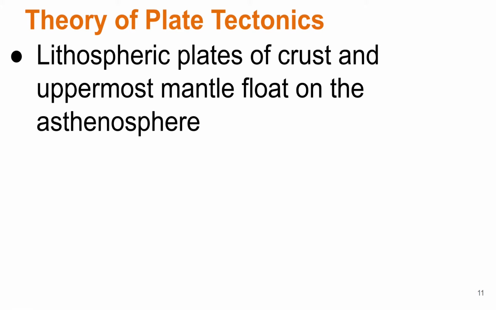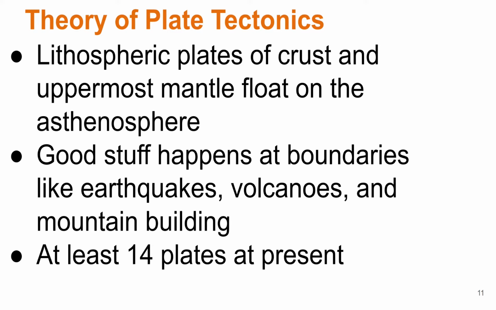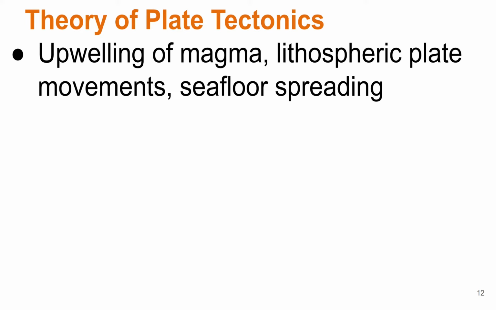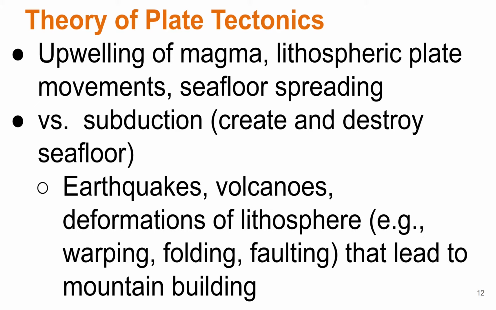We've got lithospheric plates of crust and uppermost mantle floating on the asthenosphere. The good stuff happens at the boundaries. Almost all the exciting stuff, mountain building, earthquakes, volcanoes, most of that's happening at the edges where two different plates are coming into contact with each other. There's about 14 plates at present. Some of the things going on, we've got upwelling of new magma at spreading centers across the ocean floor. We've got plates moving around. Some seafloors are spreading and getting larger, which means that some old seafloor material is then subducting at the edges. Subducting, because you can't make new material. It's not like Earth is getting bigger. So any new material that gets added to the crust, some old material is subducting under. And evidence of that excitement are earthquakes, volcanoes, folding and faulting, and mountain building. All of those are a result of plate tectonics.